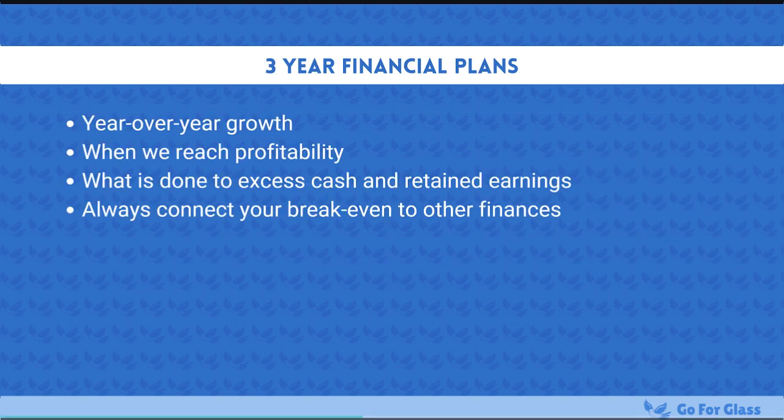When we're looking at 3-year financial plans, we want to call attention to the following: year-over-year growth in net profit, when the business reaches profitability, what will be done with retained earnings or excess cash. For example, we intend to reinvest 70% of profits and reserve 30% for stability and scalability. Your break-even should always connect to earlier calculations. Our break-even point occurs in month 5 of year 1. After that, each month contributes directly to net growth.